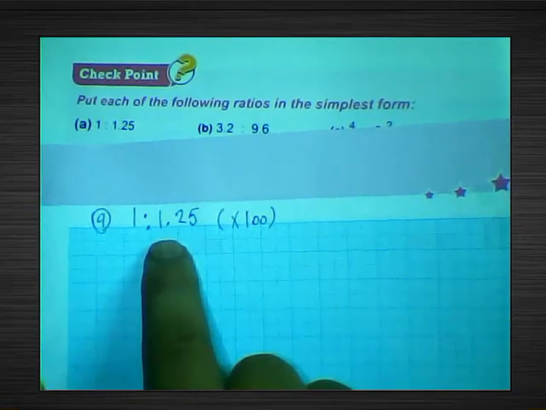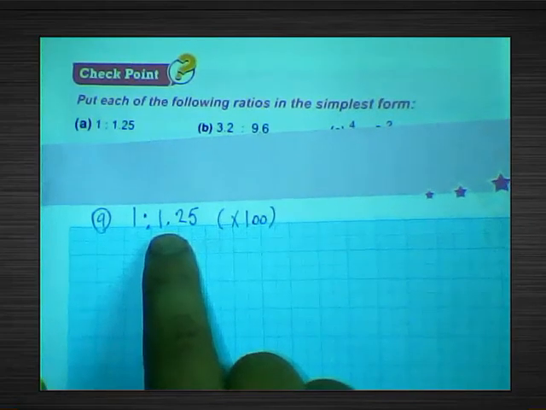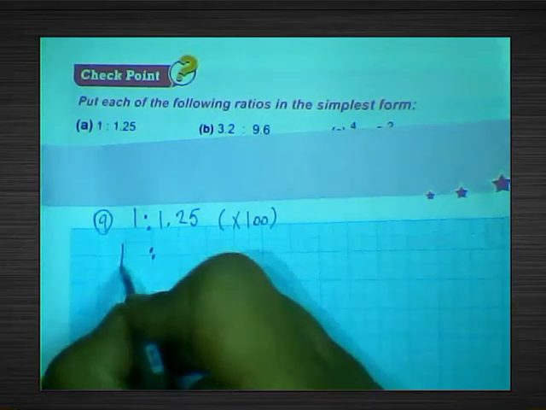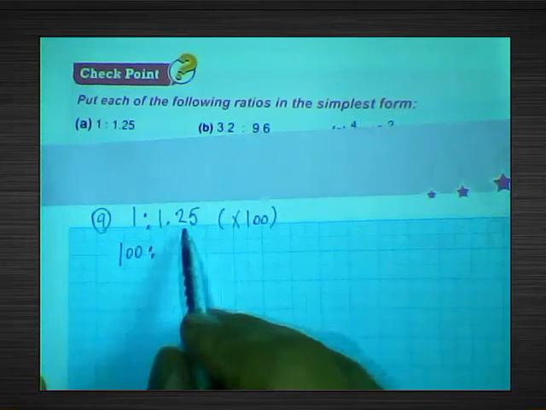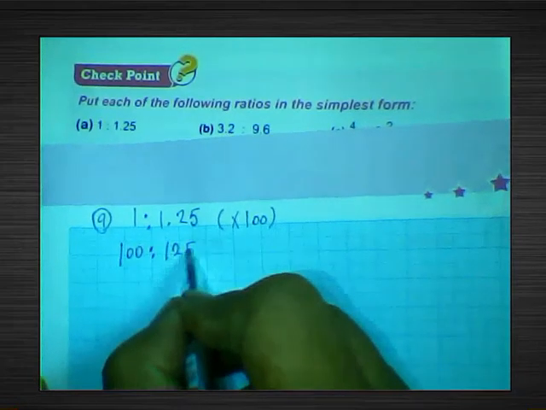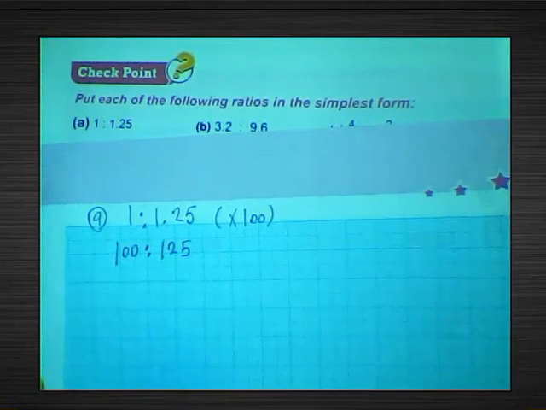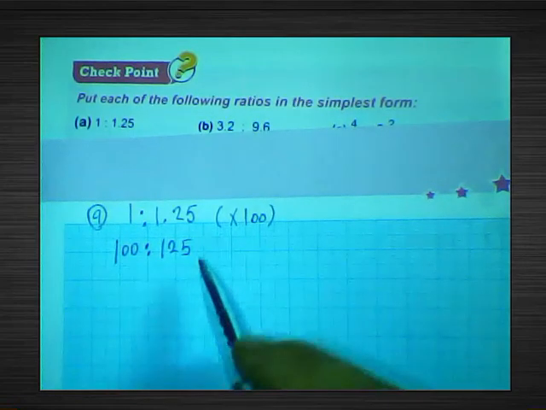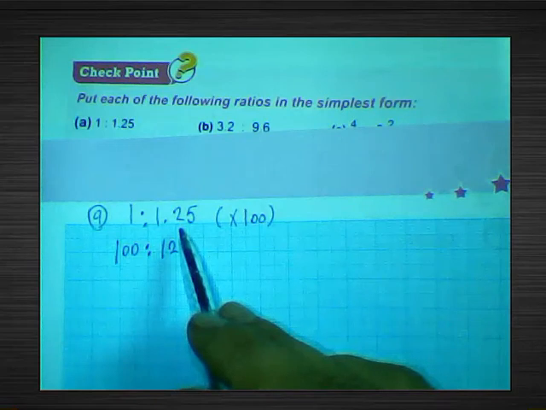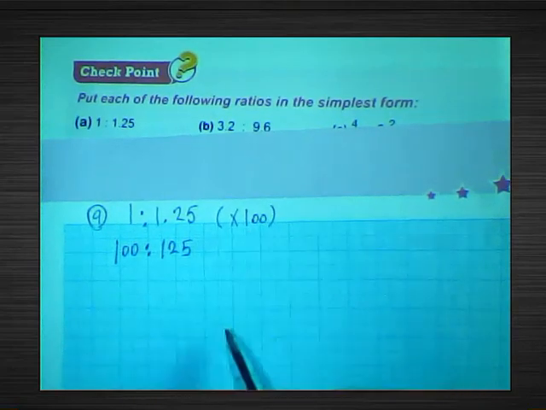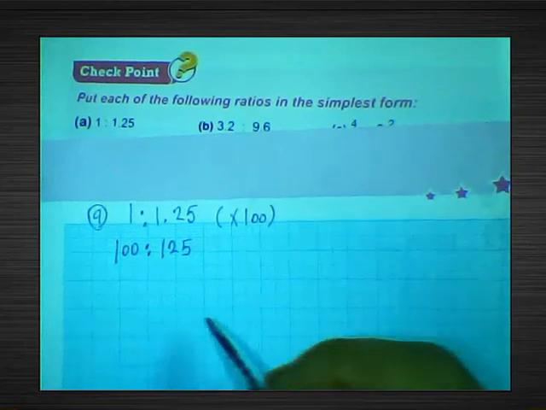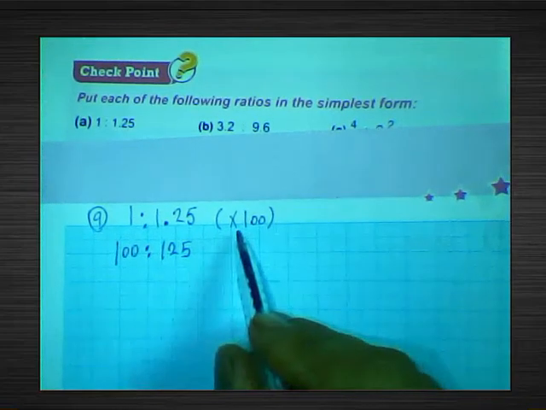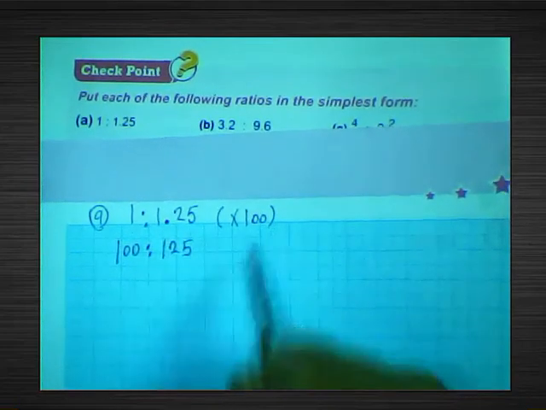To find the result by cancelling this point, we will times by 100. So the result will be 1 times 100 equal 100, and 1.25 we will write 125. It's okay. So we will cancel this point in both terms, we multiply them by 100. So this decimal number will convert to 125 because we cancelled this point by times 100.